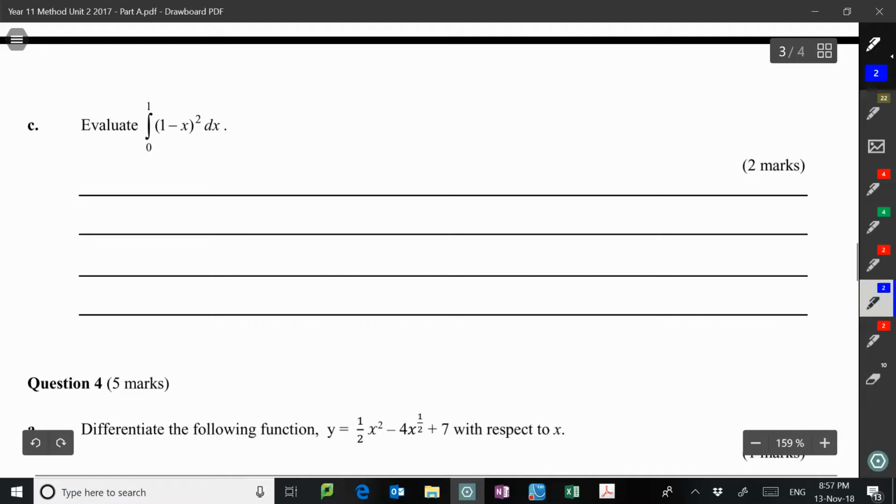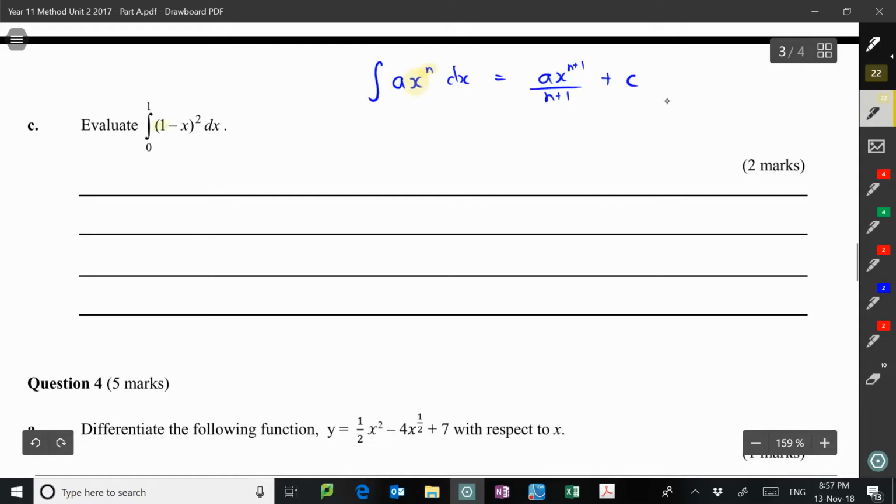Now remember, the only antiderivative rule I've given you was: the antiderivative of ax to the power of n dx is equal to ax to the power of n plus 1 over n plus 1. Don't forget the plus c. But because it's a definite integral, the plus c's are going to cancel out anyway, so you don't need the plus c at the moment.